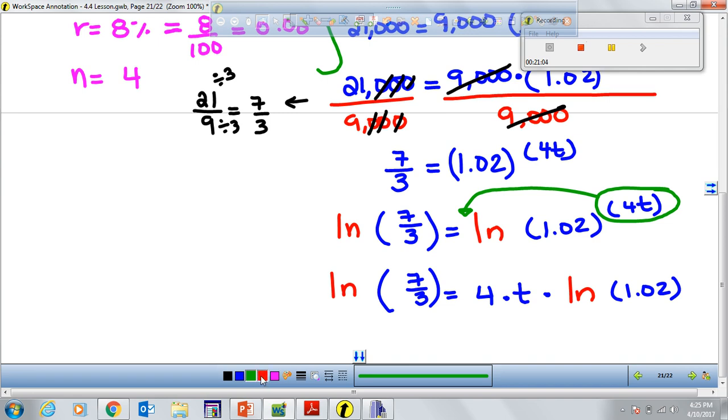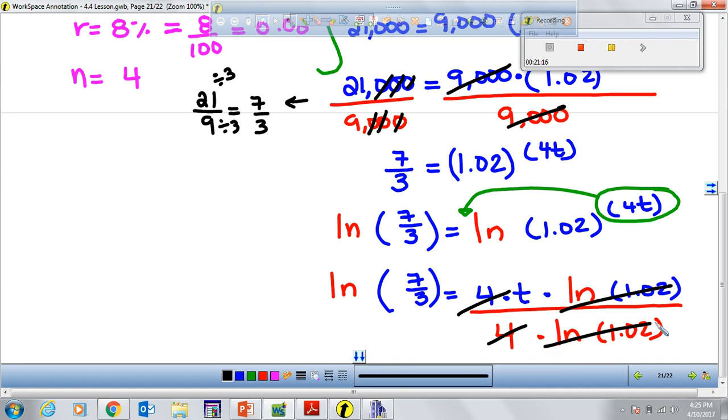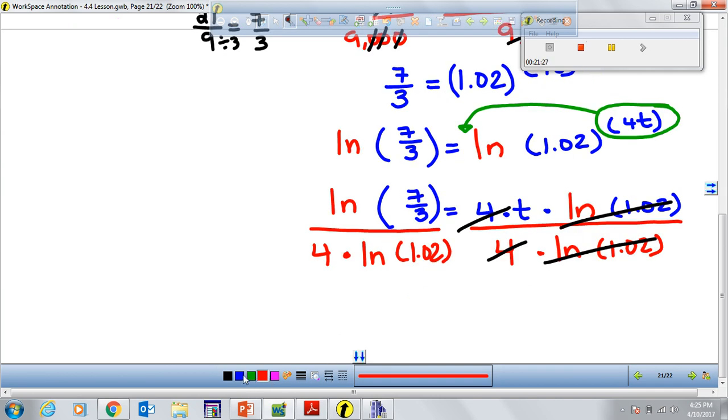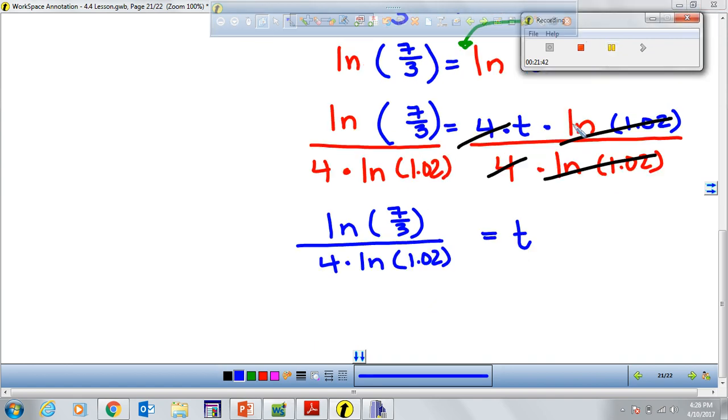So I want to solve for the time. Well, let's divide by 4 and by the ln of 1.02. That way these two things cancel, and my time is going to be by itself, the t by itself. But remember that whatever I do on one side, I also need to do on the other side. So we're going to enter into the calculator the natural log of 7 over 3, over 4 times the natural log of 1.02. So you're going to enter all this into the calculator.